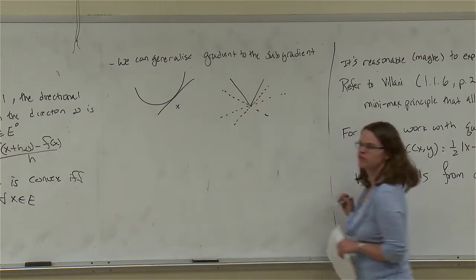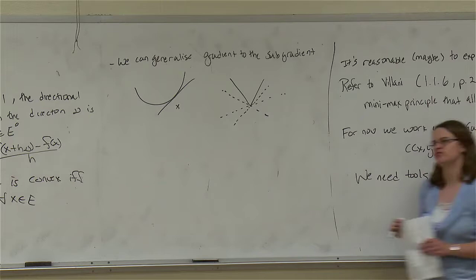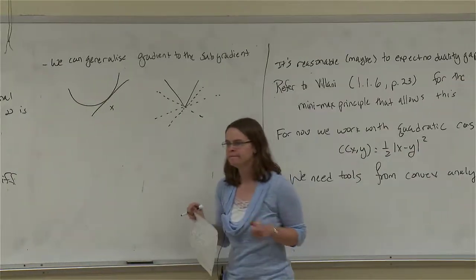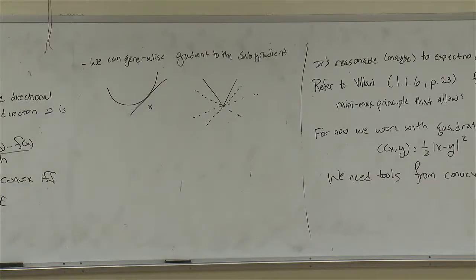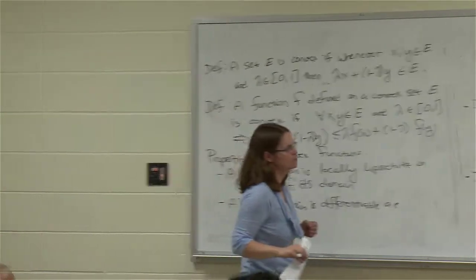Right? There's just lots of different ways I could do this. I could draw something that feels like a tangent line, touches it at this point and lies below it otherwise. So this is what's going to give us what we call the subgradient of this function.